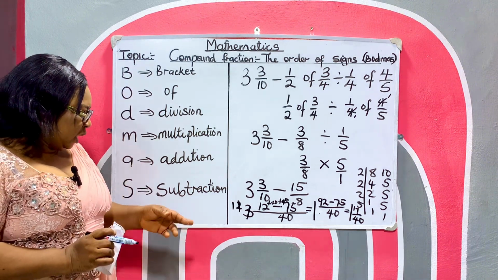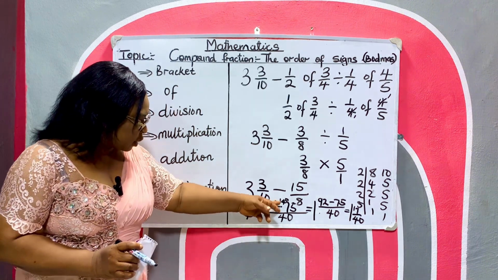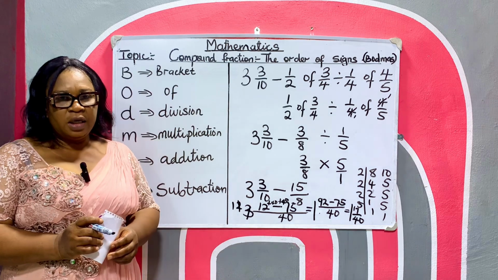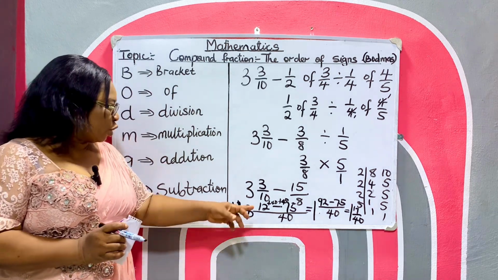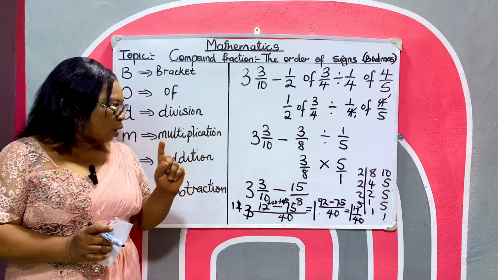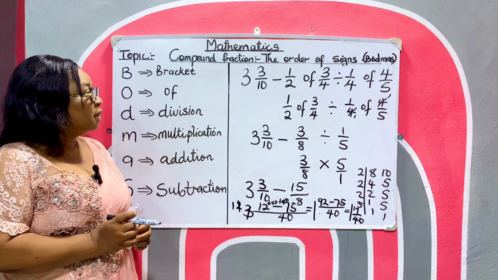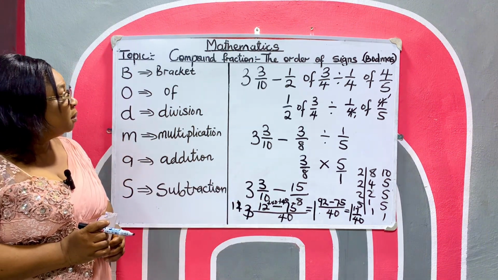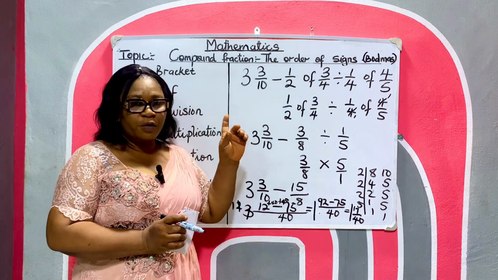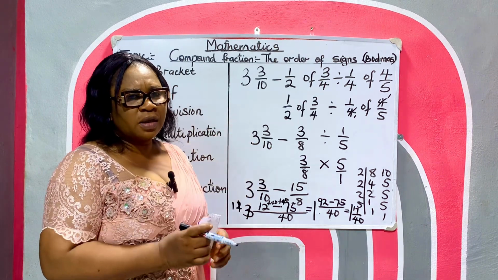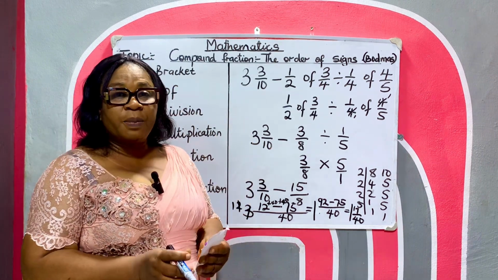I told you, if the number here cannot subtract this, you borrow from the whole number and call it the LCM. And that is how we got the answer on compound fractions for these statements. Let's get to the next example.